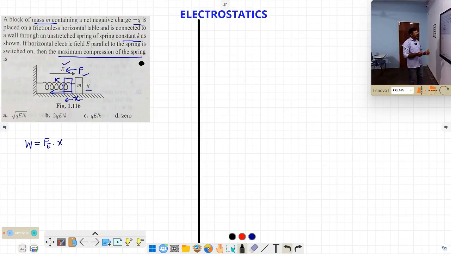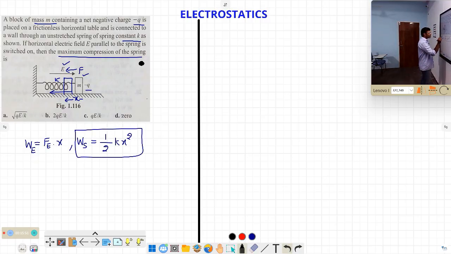Now this work makes the spring compress, so it will be stored in the form of energy in the spring, as spring energy. Clear? This electrostatic work will be stored as spring energy. Whenever the spring is compressed through a certain distance, the energy stored in the spring is equal to half kx square. Electrostatic work is equal to F into x. So the total work done by the electric field is stored as spring energy. I can write here: force due to electric field times x is equal to half kx square, because that energy is completely transferred.